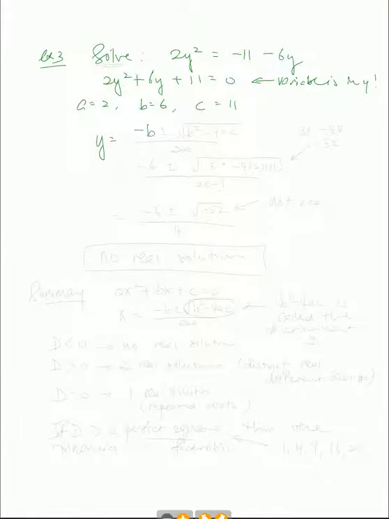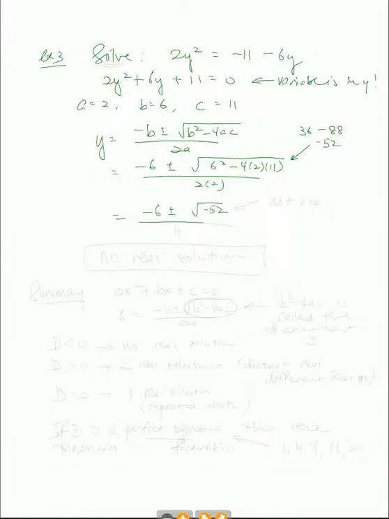y equals negative b plus minus the square root of b squared minus 4ac, all over 2a. So that's the formula. And so negative 6 plus minus the square root of 6 squared minus 4 times a and c, so 2 and 11, all over 2a, which is 2 times 2. So that comes out to be negative 6 plus minus square root of, so let's deal with inside. 6 squared is 36 minus 4 times 2 times 11, that's 88. So that actually comes out to be negative 52.